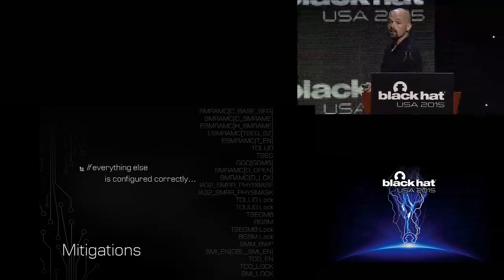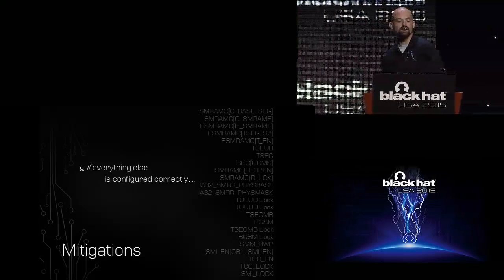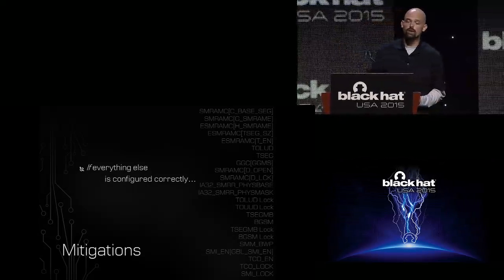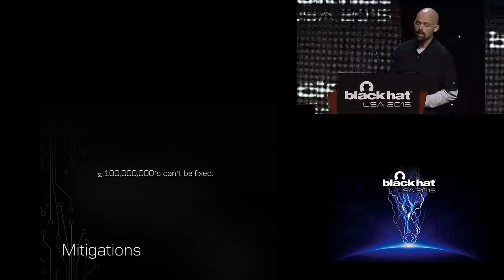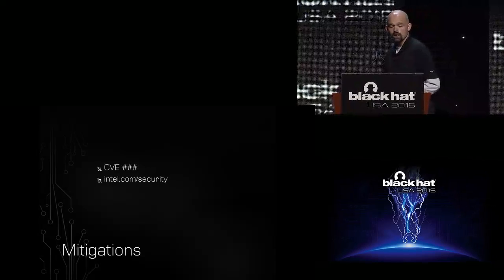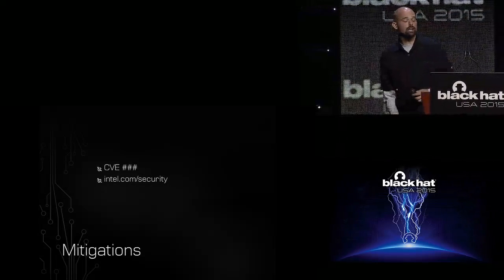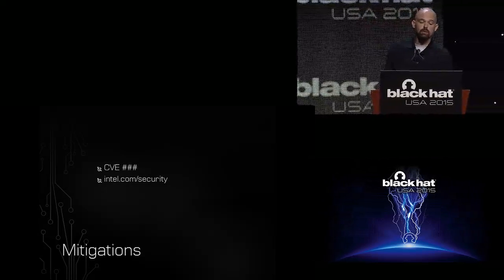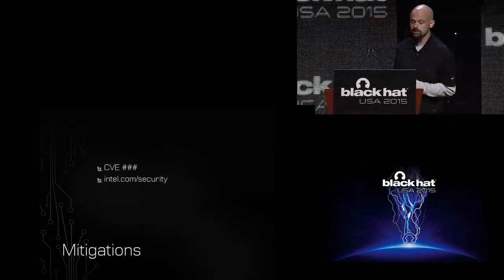But these mitigations only work if every single one of these other security mechanisms is properly configured. And even when that's the case, there are hundreds of millions of processors out there right now in which this can't be fixed. So I'm working on getting a CVE number for this. If you're interested in Intel's perspective on the problem and what they're doing to mitigate the issue, you can go to intel.com/security and see their write-up right now.